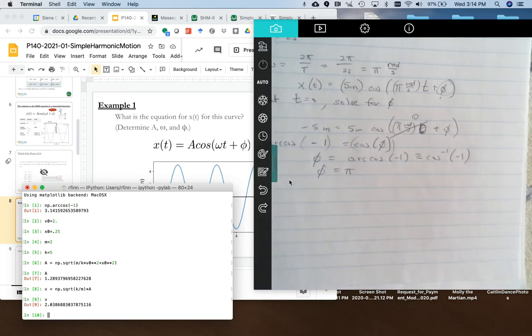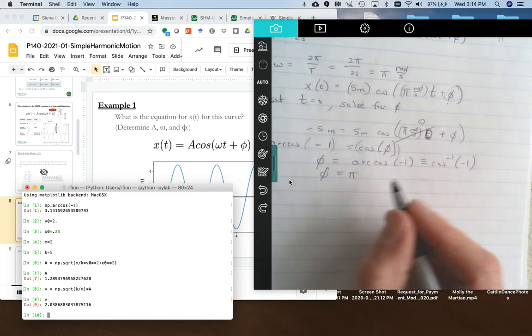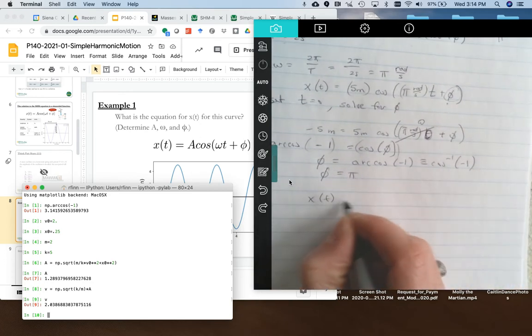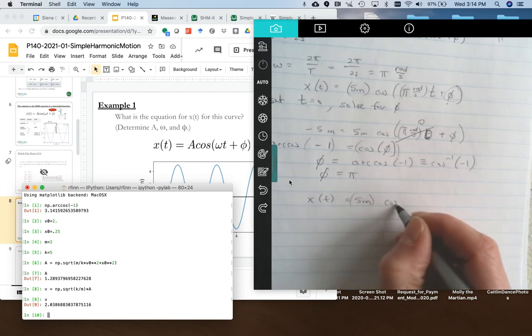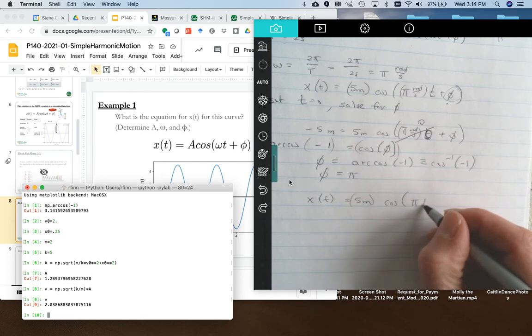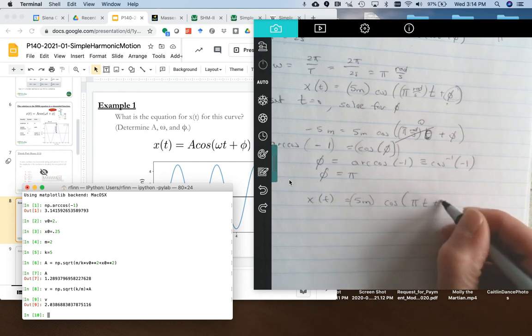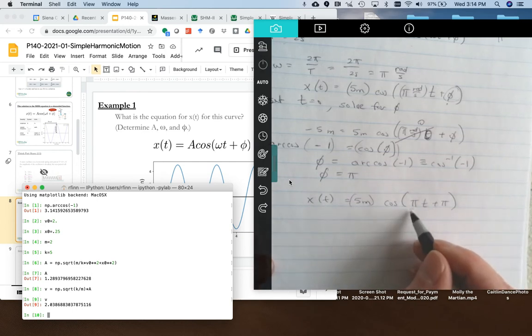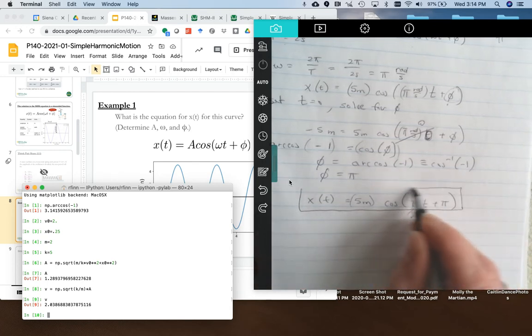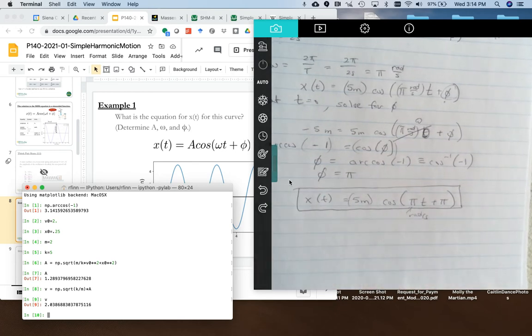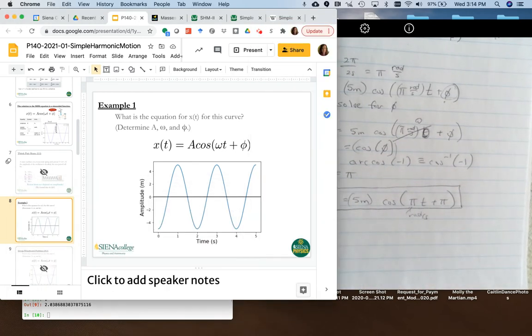let's zoom down a little bit. Right, so x as a function of t will be 5 meters. It's our amplitude times cosine(pi t plus pi). Knowing that this actually has radians per second as the units, but I'm just trying to streamline it a little bit. Okay, so that's that. Alrighty.